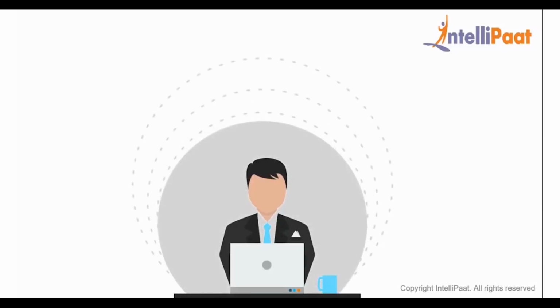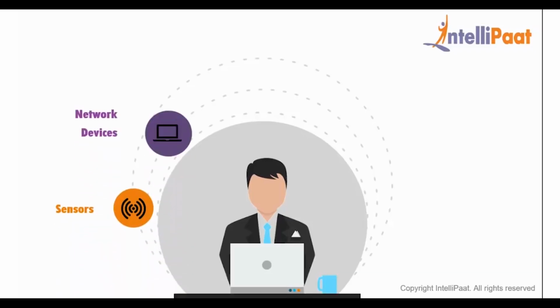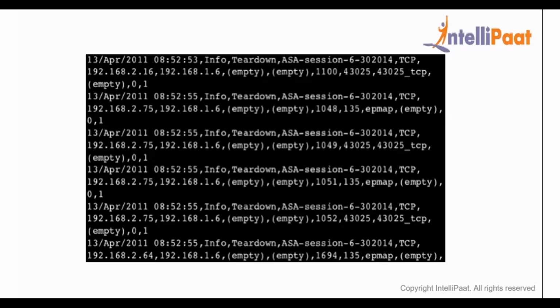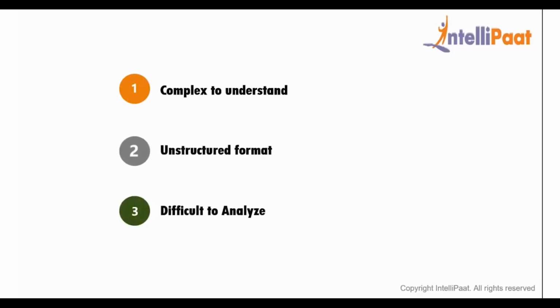Consider that you're working as a system administrator in some organization. In this organization, the data can be generated from different sources, such as sensors, network devices, cloud services, Internet of Things, and mobile services. And the data generated from these sources will be in the form of unstructured machine data. For example, machine data looks something like this. Let us say there's a failure on one of the systems and you have to find the solution for it. It will be very difficult for you to find out in which step exactly the hardware failed the program. So machine data is not only complex to understand, it is also in an unstructured format, and it is not suitable for analysis or visualization.